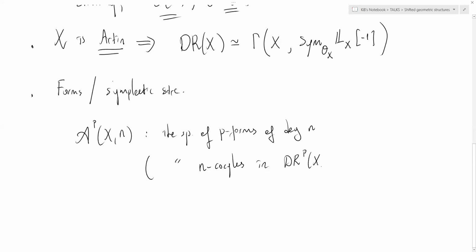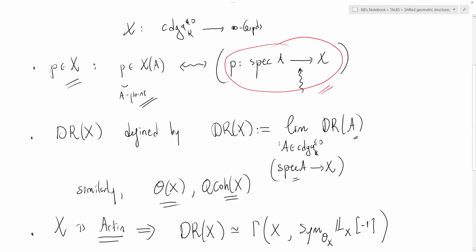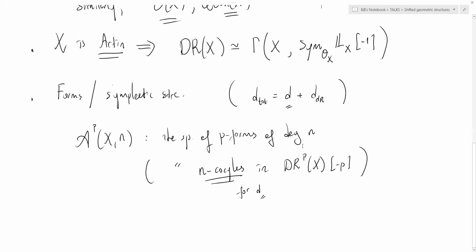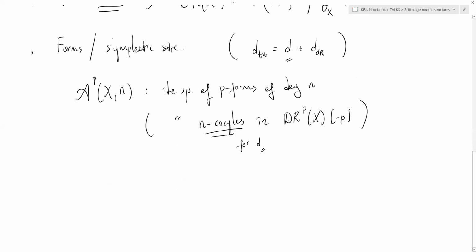So A^p(X, n), and we have some extra shift here. This is an n-cocycle with respect to what? With respect to the internal differential d. Remember, we will have two differentials: d total, d plus d de Rham. Therefore, with respect to this internal differential coming from the differential of your CDGA, since we are dealing with CDGAs here, this induces a suitable internal differential.